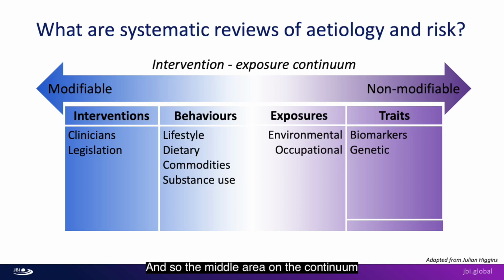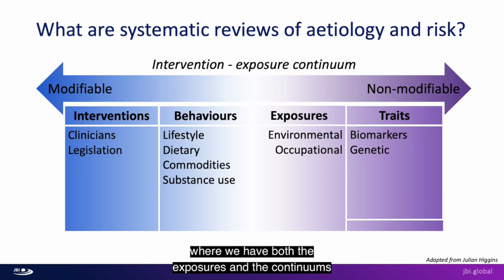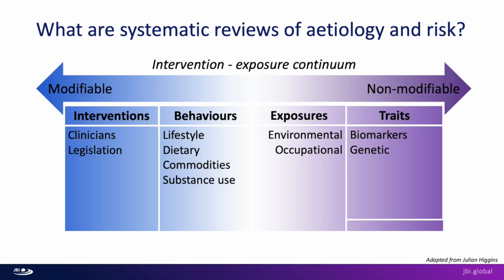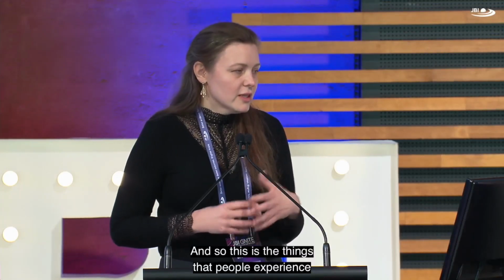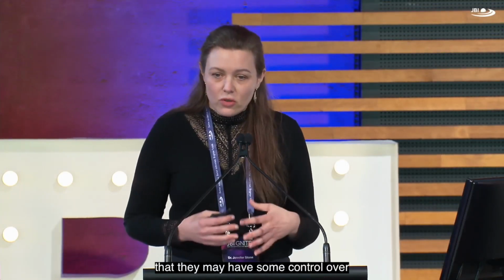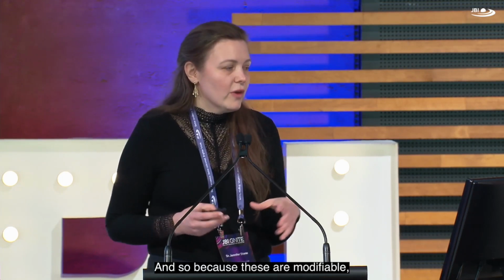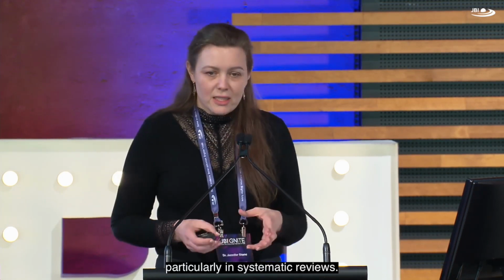The middle area on the continuum is a transition zone where we have both the exposures and the interventions, and the different levels of how modifiable they are. The types of exposure we primarily address in etiology and risk research are environmental and occupational types of exposures. This is pretty much what we do and what is around us. These are the things that people experience that they may have some control over and are therefore modifiable. And because these are modifiable, they raise a lot of issues, particularly in systematic reviews.